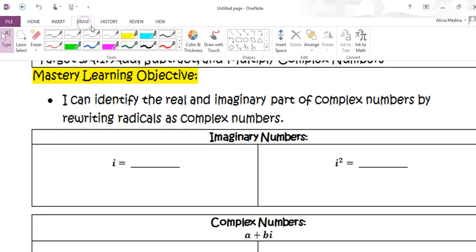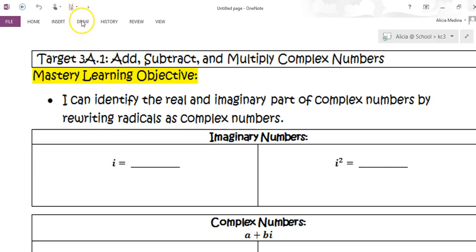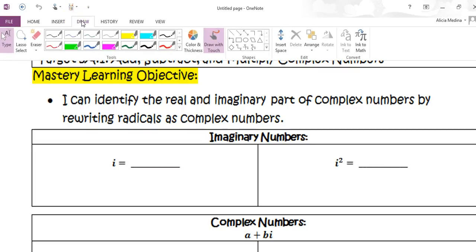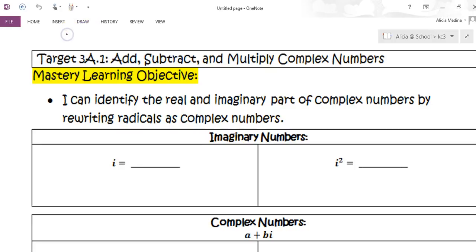Hey guys, in this video we're going to be covering target 3A.1. We want to be able to eventually add, subtract, and multiply complex numbers, but before we can even get there we need to be able to identify what is a real and what is a complex number, as well as being able to simplify things that do have imaginary numbers in them. So what is an imaginary number?